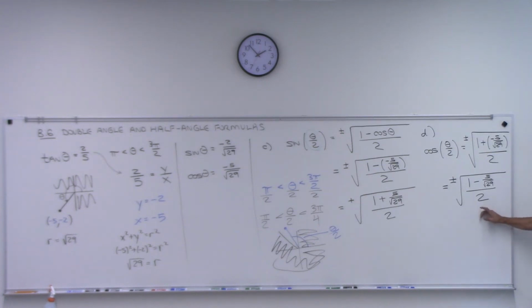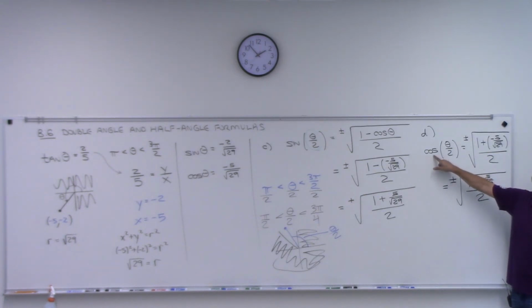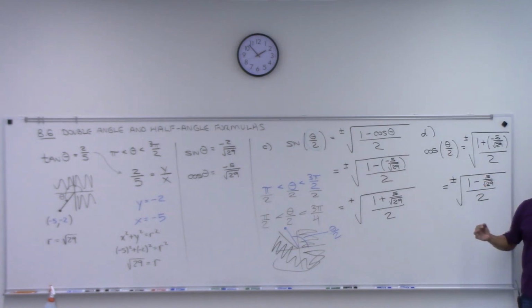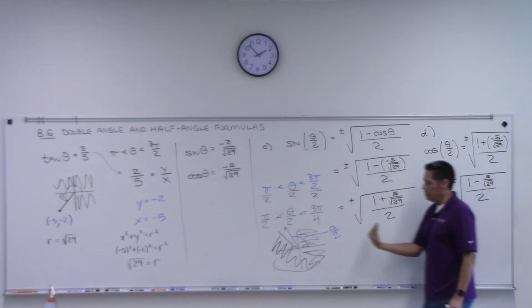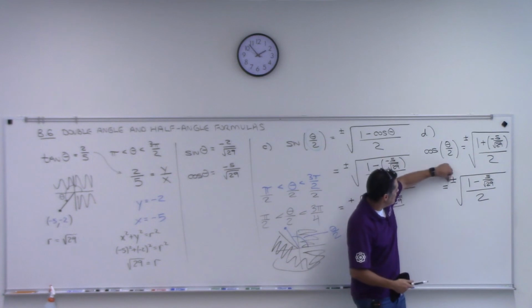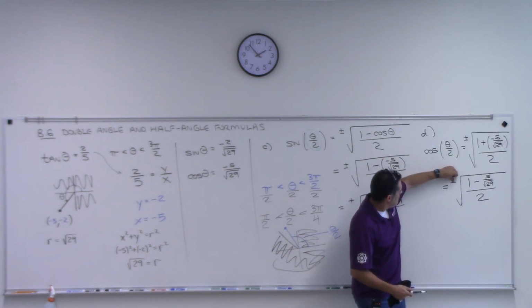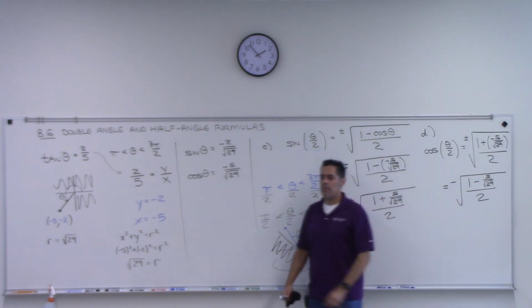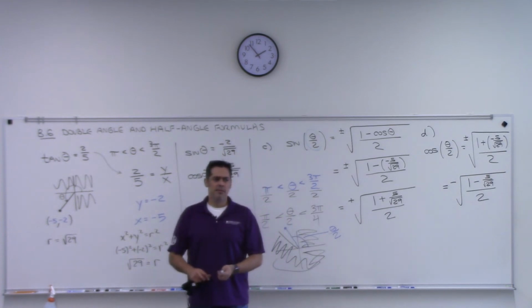But again, you have to analyze whether or not this is going to turn out to be positive or negative. Cosine of theta over 2 is the x-coordinate at theta over 2. We already know theta over 2 is right here. The x-coordinate there must be negative, and therefore I'm going to take the negative answer. Make sense or not? Yes?